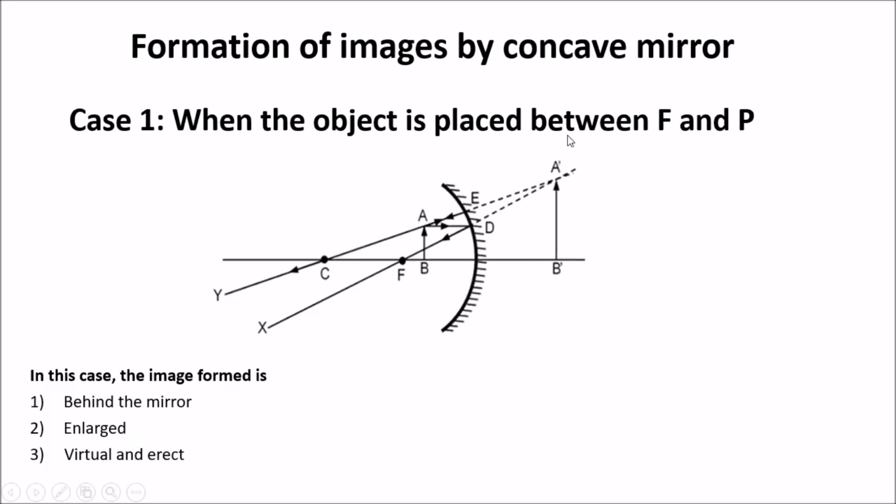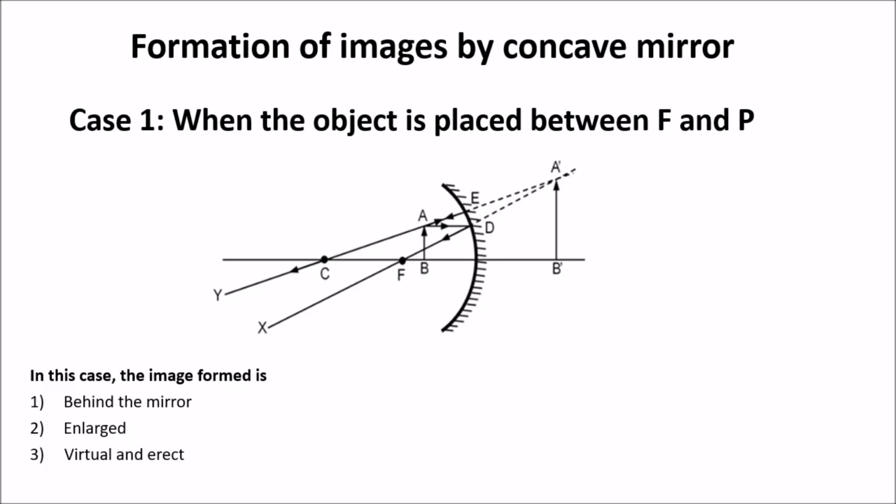So case 1, when the object is placed between pole and focus, the results are: image obtained is behind the mirror, it is enlarged, it is virtual and erect. So take some time to grasp this concept. In the meantime, we'll go to case 2.